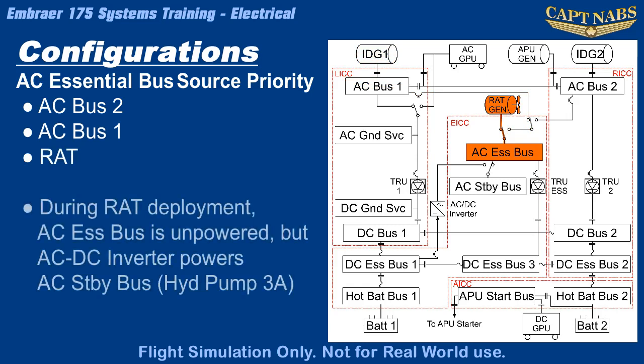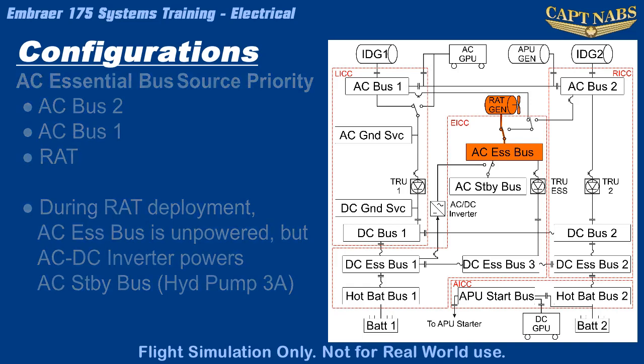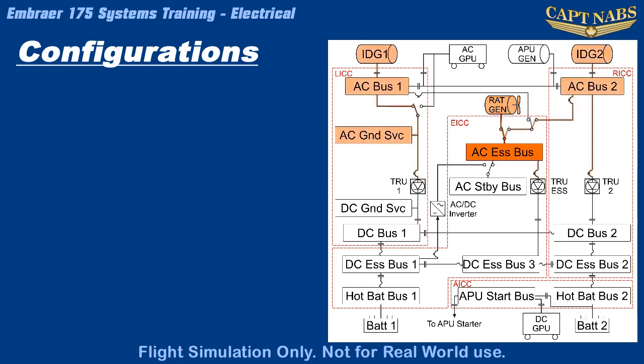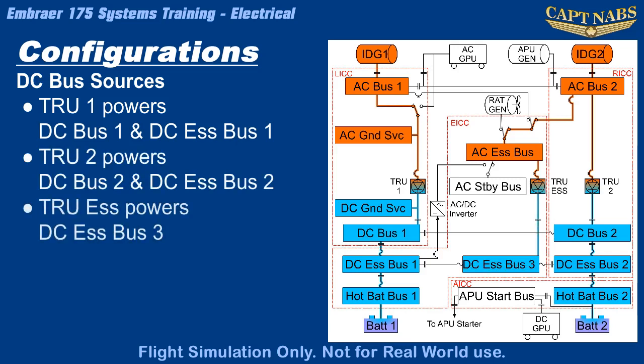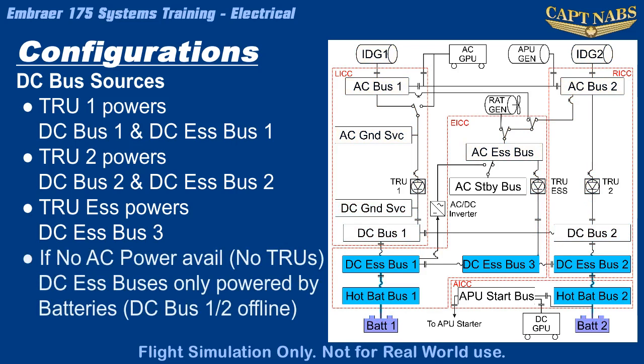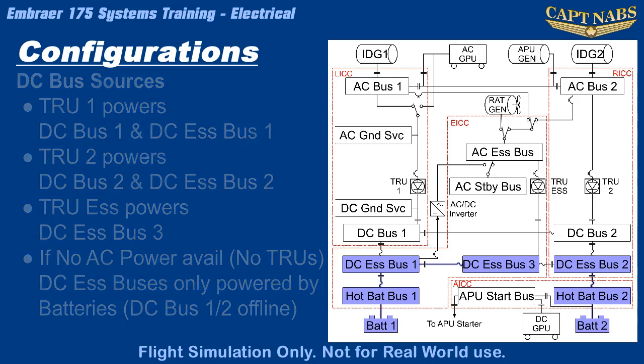While the RAT is spooling up to operating power, the AC Essential Bus is unpowered, but the AC Standby Bus, which is normally fed off the AC Essential Bus, receives power from battery 1 through the DC-AC inverter. This keeps a very small number of AC systems running until the RAT is online. The DC systems are normally powered by the TRUs in flight. TRUs 1 and 2 power the main DC buses and the 1 and 2 essential buses respectively. DC Essential Bus 3 is powered by the essential TRU. If there is no AC power available and thus no TRUs are powered, the batteries power only the essential DC buses. The main DC buses will only get their power from TRUs.